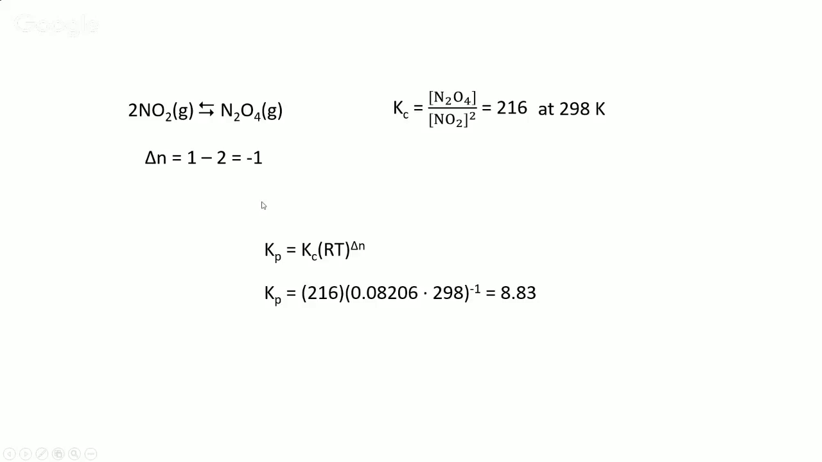So in our reaction here between NO2 and N2O4, let's say that 216 value is at 298 Kelvin, which I think it is in real life, but don't hold me to it if that's not true. Our delta N, we have 1 mole of gas on the left, 2 on the right, so our delta N there is -1. If you plug those into our Kp equation here, along with our gas constant, you get an equilibrium constant with respect to pressure of 8.83.